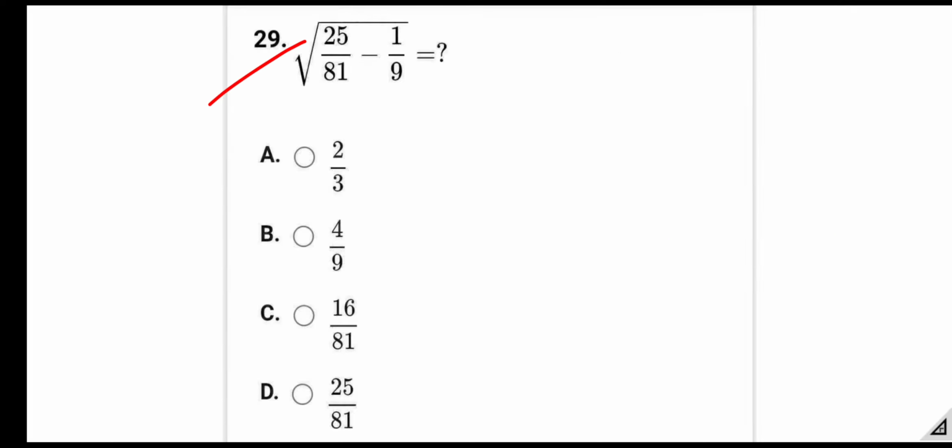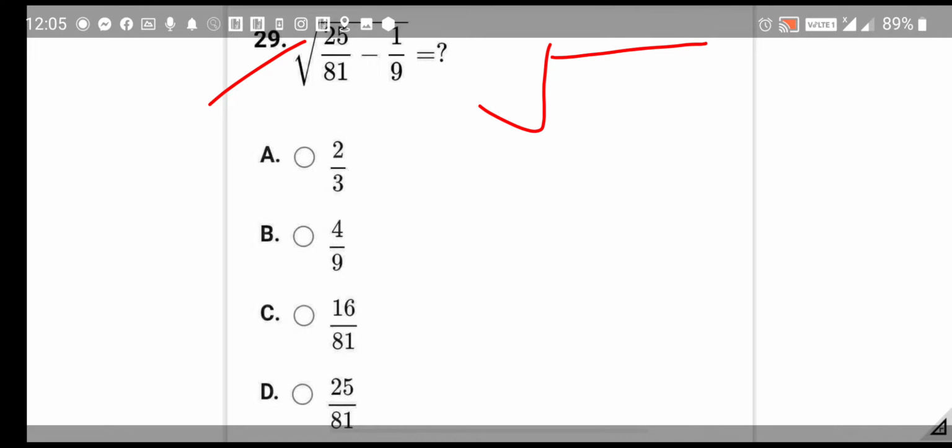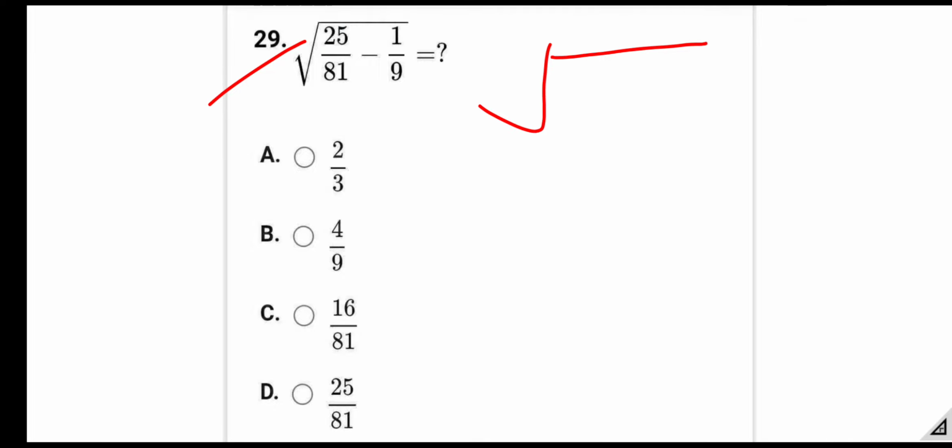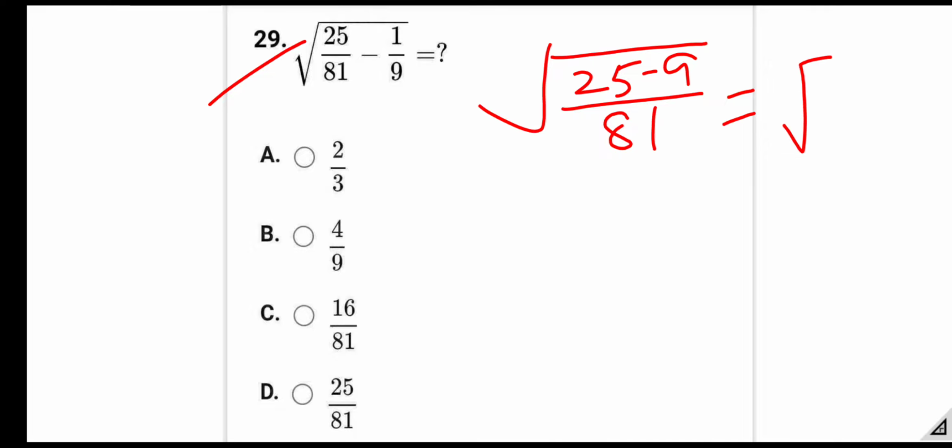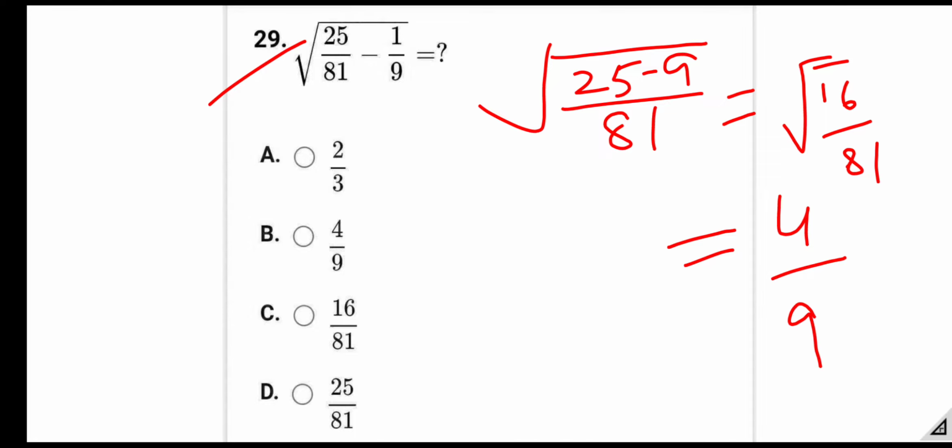Next, under root 25 by 81 minus 1 by 9 is equal to. Now first of all, take the LCM of 81 and 9, which is equal to 81. Now by solving, 25 minus 9 is equal to 16, divided by 81. Now the square root of 16 is equal to 4 and the square root of 81 is equal to 9. So B is the right option.